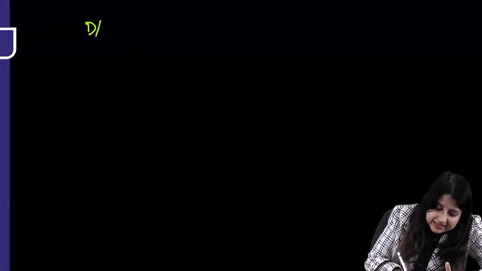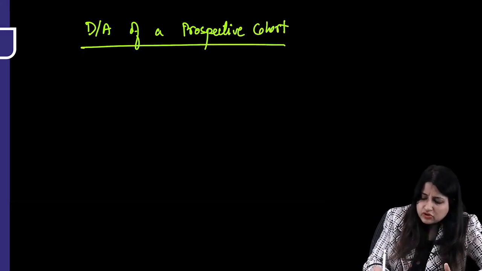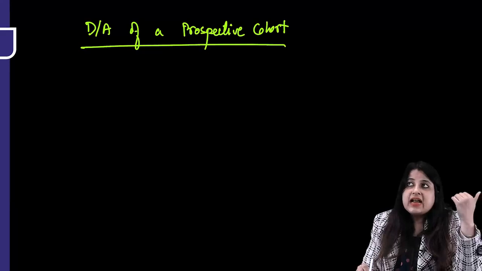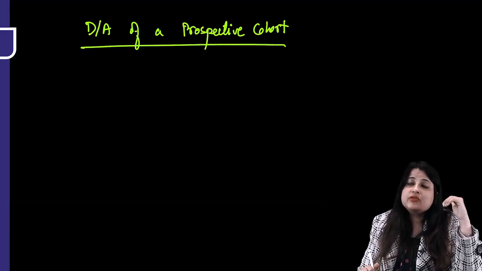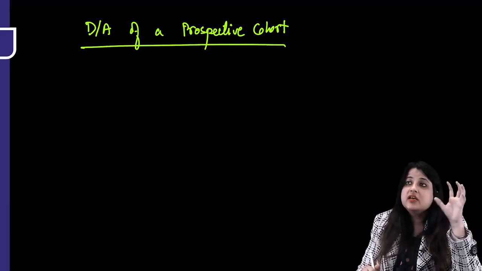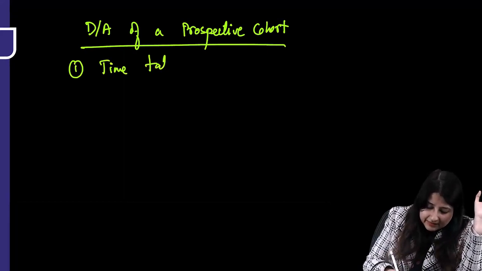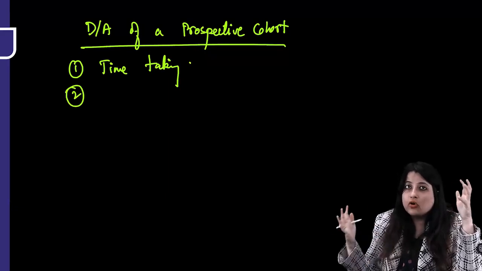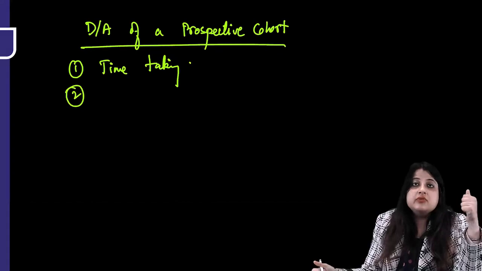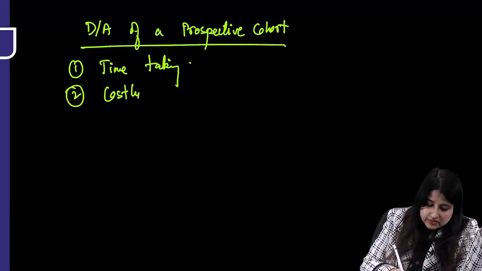But what is the disadvantage of a prospective cohort? See, you have such a long follow-up period. I don't know when the disease happens. Maybe the disease never happens, right? So we need to follow them for months, for years, for disease to happen. So number one, the disadvantage, it is time taking. Number two, what is the second disadvantage? Now to follow up somebody, you need funding, you need money. So it is at the same time costly.